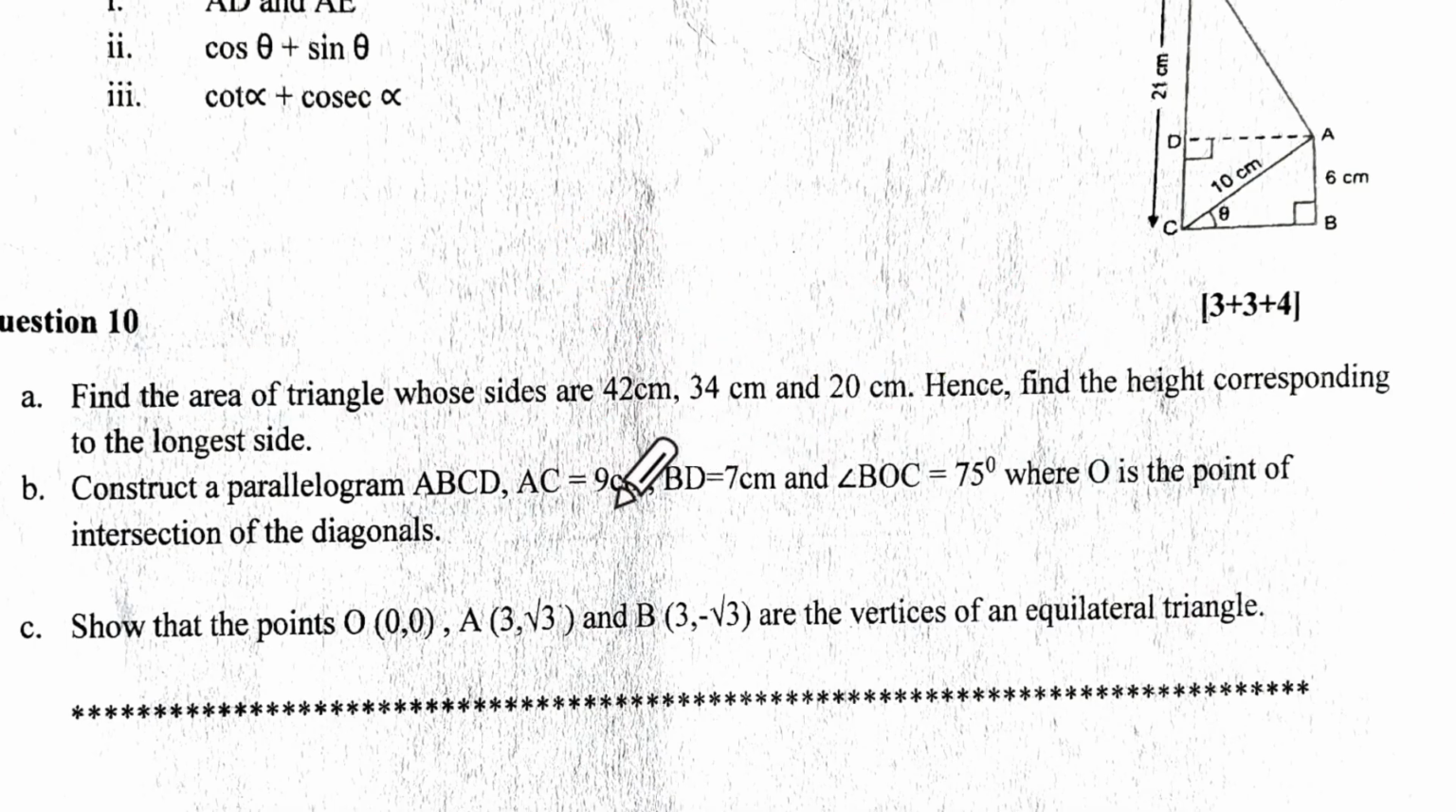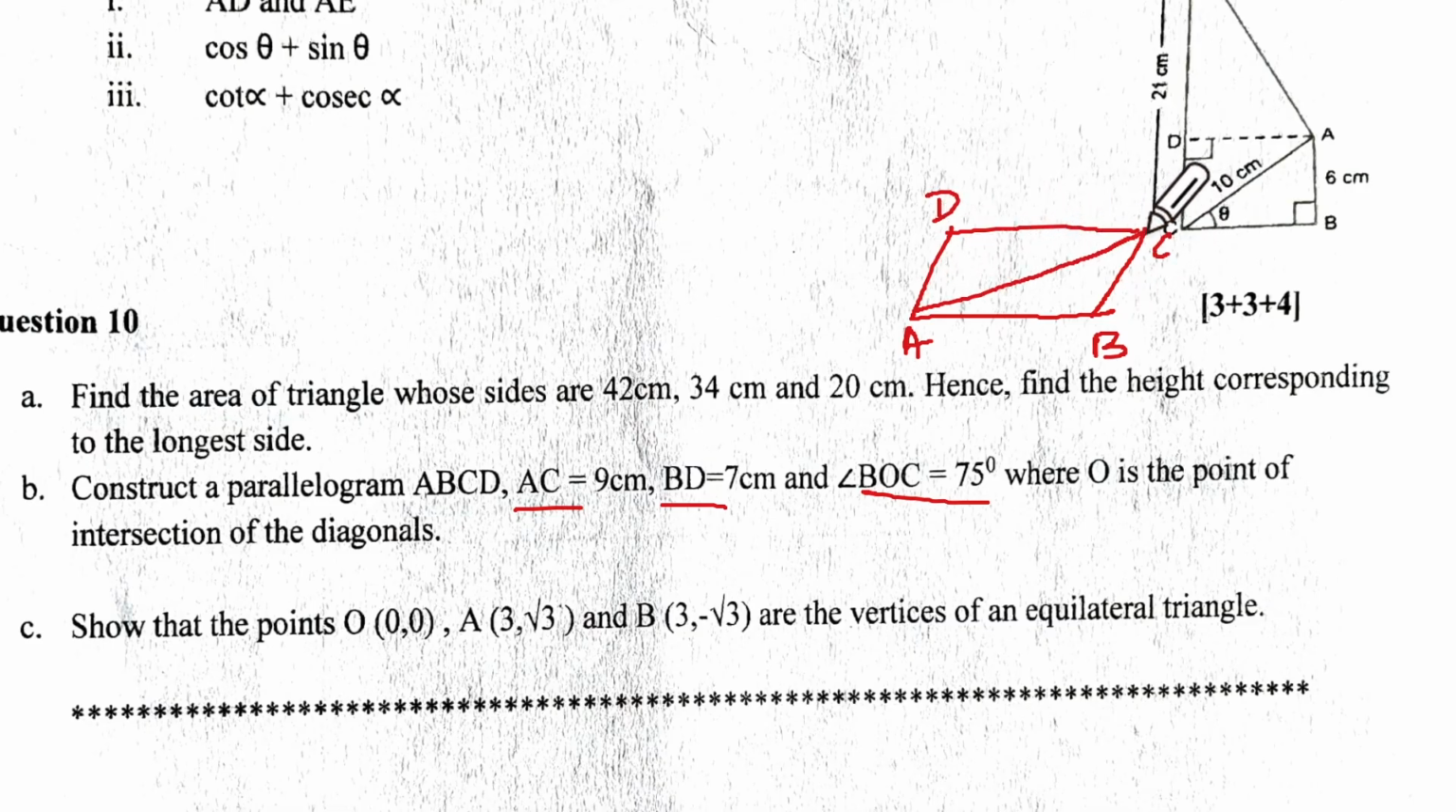Construct parallelogram ABCD. First of all, a rough diagram. Constructions are easy, you should be able to handle. They are giving you the diagonals, AC is 9, and BD is how much? 7. And angle BOC is 75 degrees, correct?